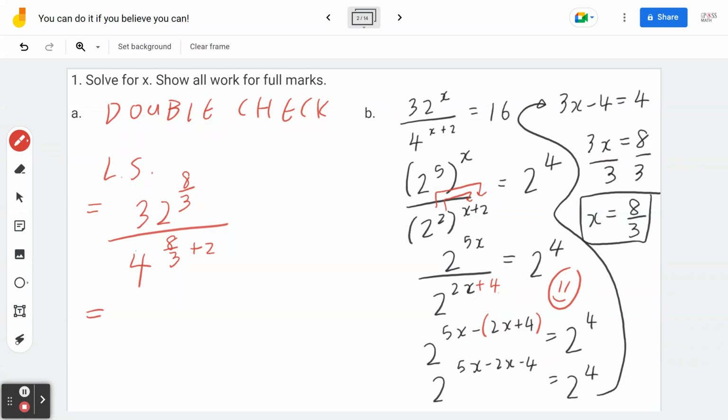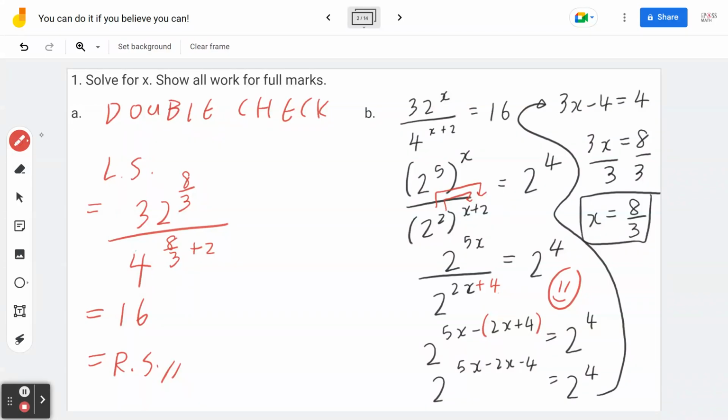I press clear. 32 to the power of 8 over 3. Divide this by 4 to the power. You can put brackets around that. 8 over 3 plus 2. When I press equal, in one step, I see 16, which is exactly the same as the right-hand side. Again, in case you're not sure why double checking matters, it's because double checking gives you the best feeling, which means you got perfect while doing your assessment of learning.